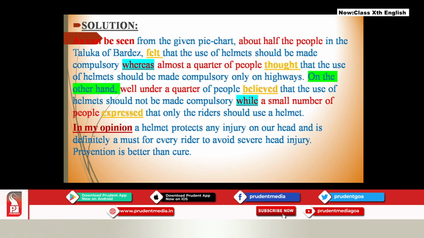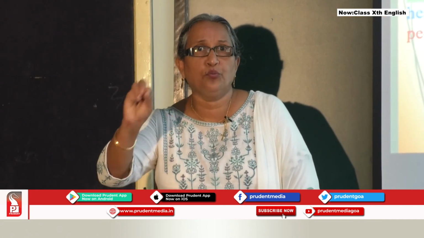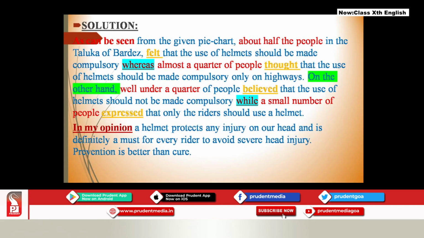Here is the solution. I compared A to B and C to D. As can be seen from the given pie chart, about half of the people. Now children, you have to say who. Half of the people, half crowd, who. You have to identify, you have to tell who. So about half the people, the survey was done with the people, in the taluka of Bardes, felt that the use of helmets should be made compulsory.